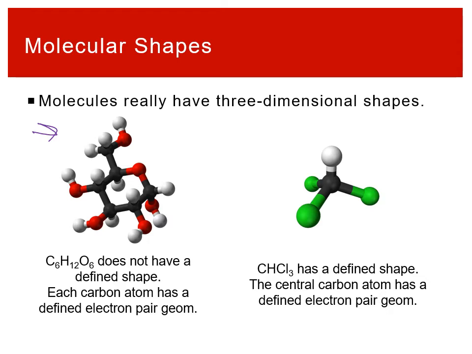We can't describe anything else. That's not really worth coming up with a name. But if we look at all the atoms in the molecules, we can see that each individual atom, say like this carbon atom right here, has a particular arrangement of the other atoms around it. And that is the electron pair geometry.